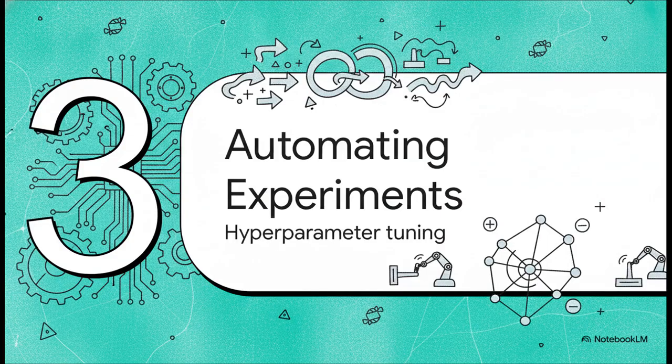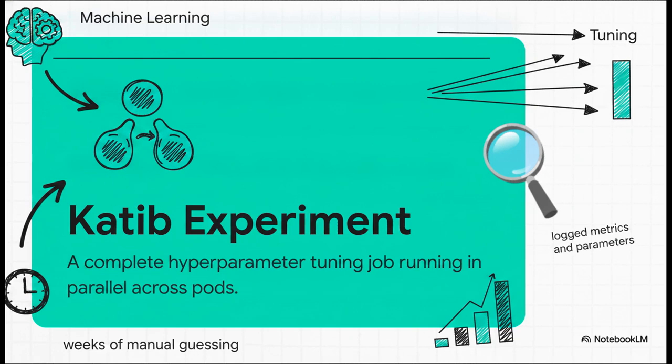All right, Section 3, automating experimentation. Finding the perfect hyperparameters can literally take weeks of manual guessing and checking. It's brutal, but Kubeflow solves this with a powerful component called Katib. A Katib experiment is basically a complete hyperparameter tuning job. And the coolest part, it automatically coordinates these trials to run in parallel across separate Kubernetes pods. It logs all the parameters, all the metrics. You don't have to manually track a single thing. The system handles the whole shebang.